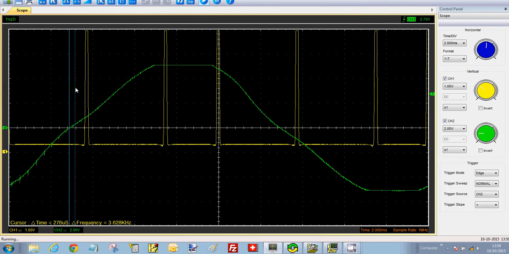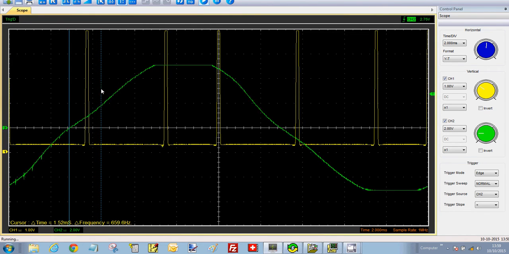As I move this, the time creeps up. Now we want to get 1.52 milliseconds, which was where the beginning of the first pulse was, which is there. We want the beginning of this first long pulse, the left side of it here, to align with that. So we adjust the phase.